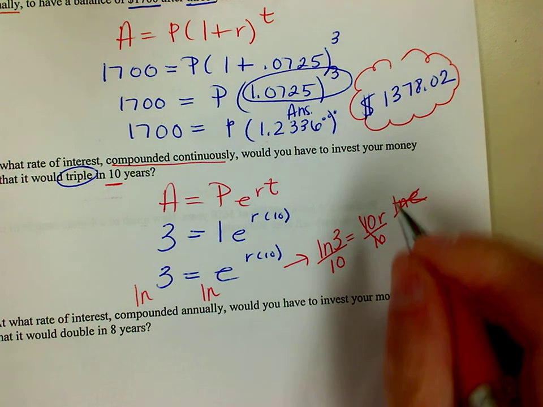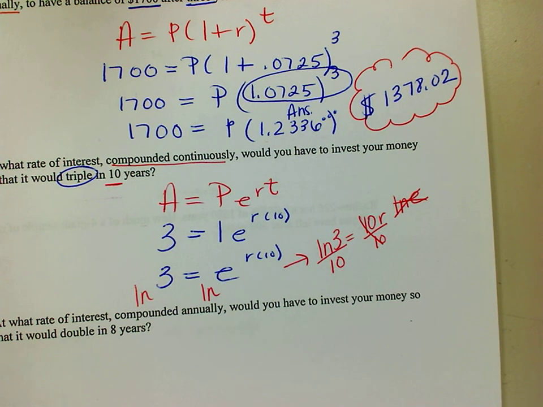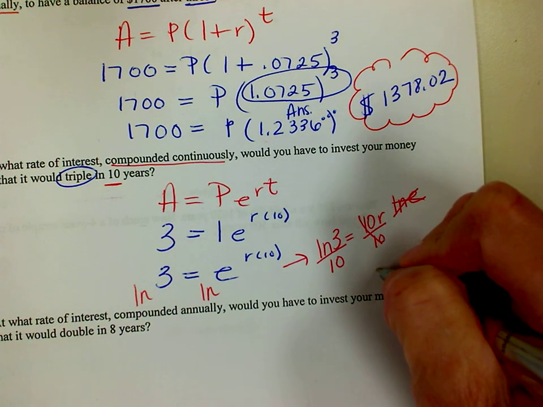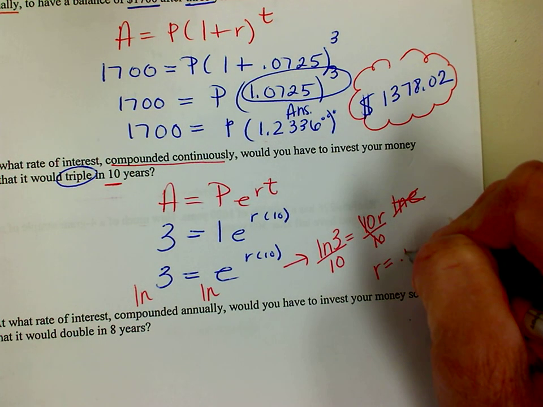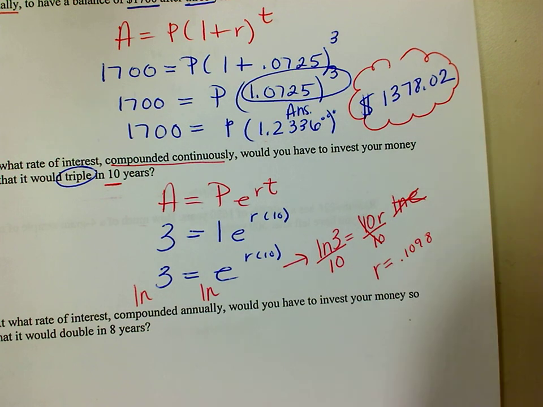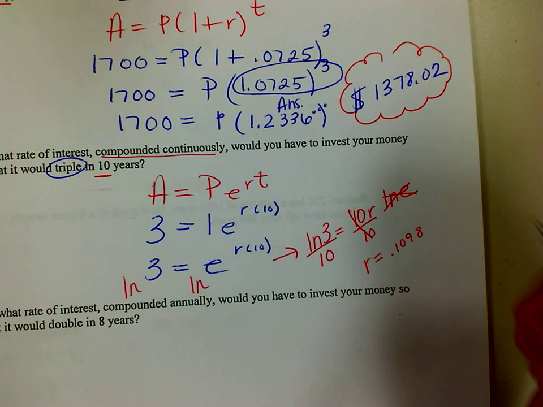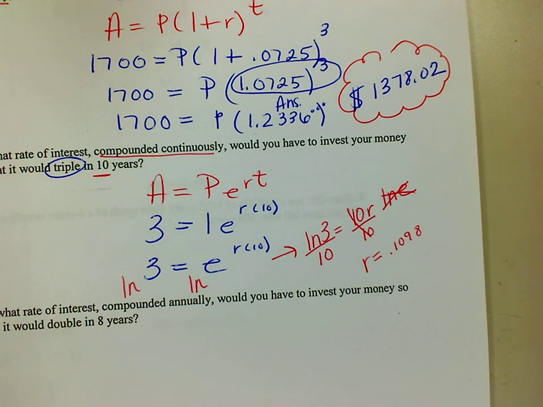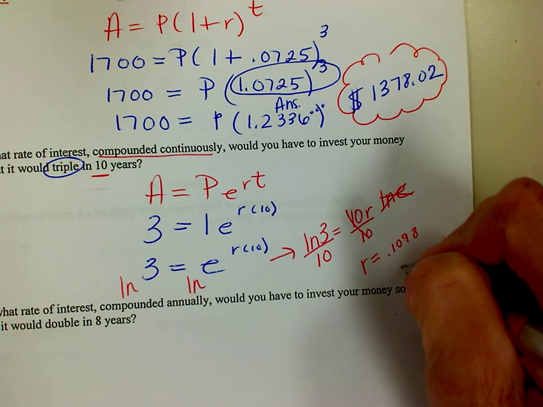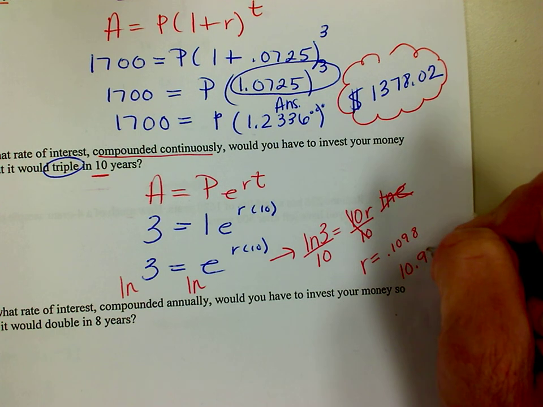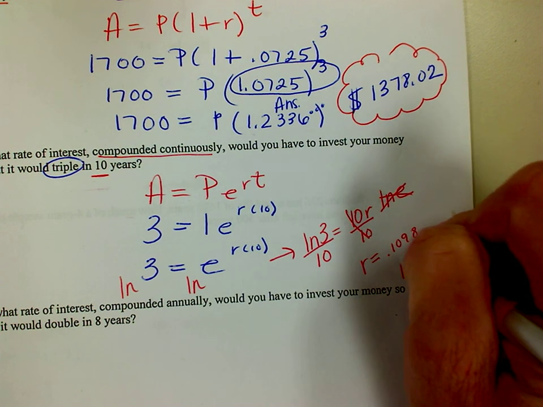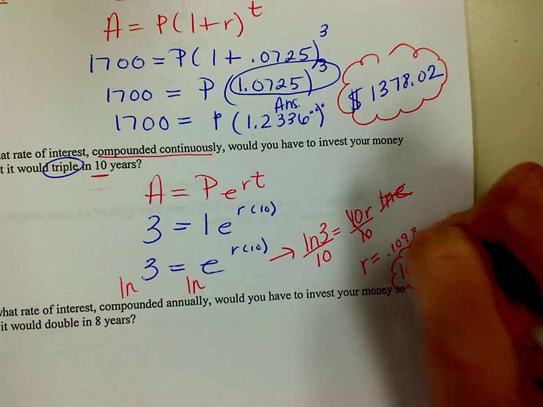So now you're going to put this in your calculator. The natural log of 3 divided by 10 will give you about 0.1098. I'm looking for an interest rate. So that's the decimal. If I want the percent, now I move it to the right 2 places. So 10.98% would be the answer.